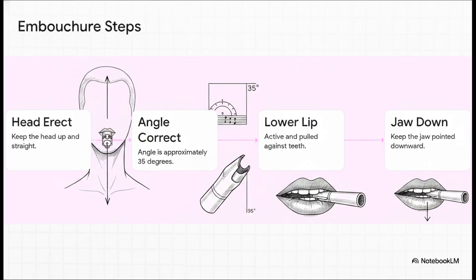First, head erect. Second, make sure that mouthpiece is at a 35-degree angle to the body. Third, the lower lip needs to be active and pulled against the teeth. And fourth, keep that jaw pointed downward. Having your beginners run through this exact checklist repeatedly creates organized thought and action right from the start.